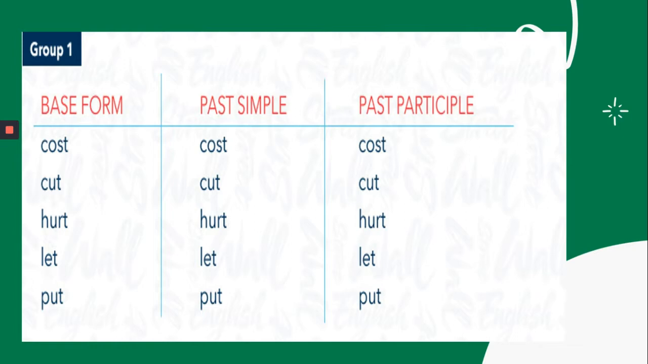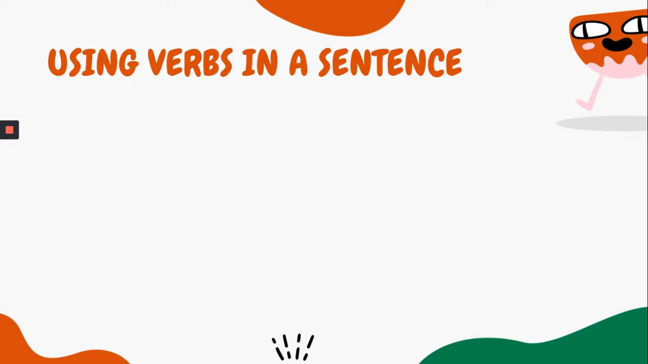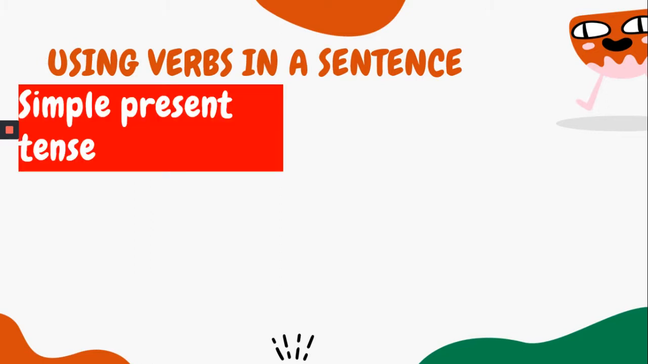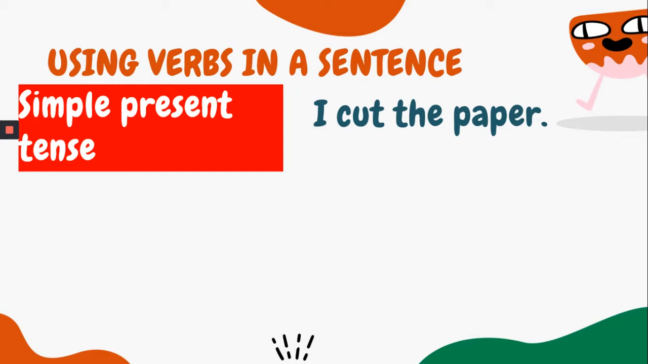So, how to use them in a sentence? It is really simple. We're going to use the base form for the simple present tense, in a sentence like this: I cut the paper. What if I use it in the third person? I would say, she cuts the paper. But in the example that I'm showing you now, I use the first person singular, I, and I say I cut the paper. We're going to go to the past.